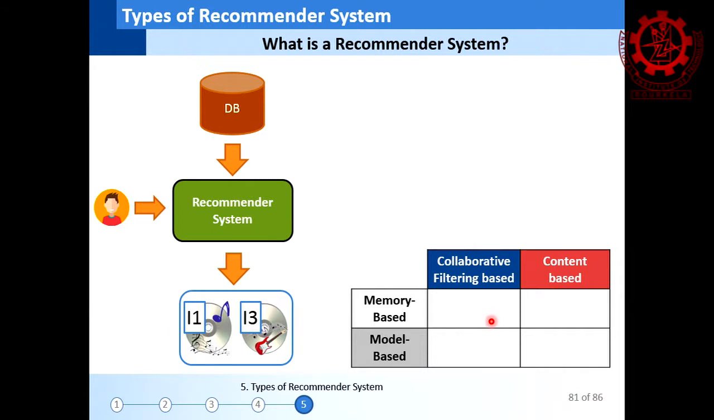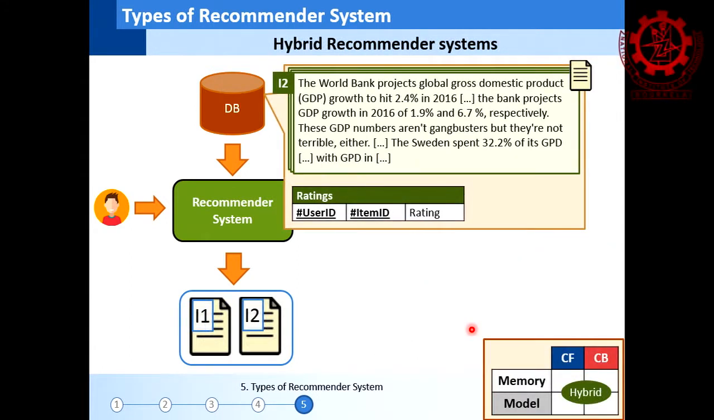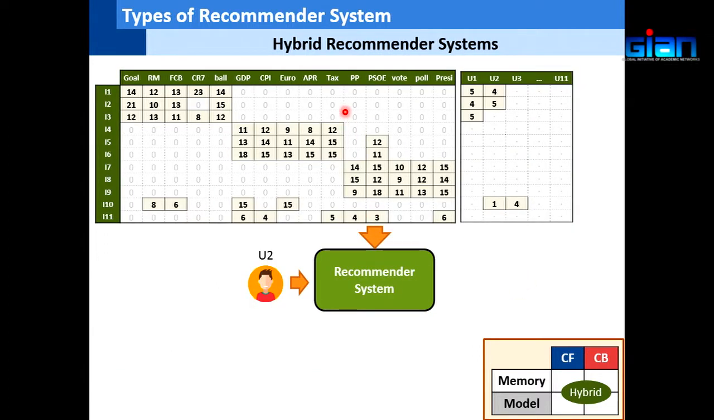So we have seen these four kinds of recommender system. And there are obviously hybrid methods to build recommender systems. In this kind of recommender system, we have information on items and information on ratings. Just imagine that we have this kind of input in the recommender system. So we work with this input.